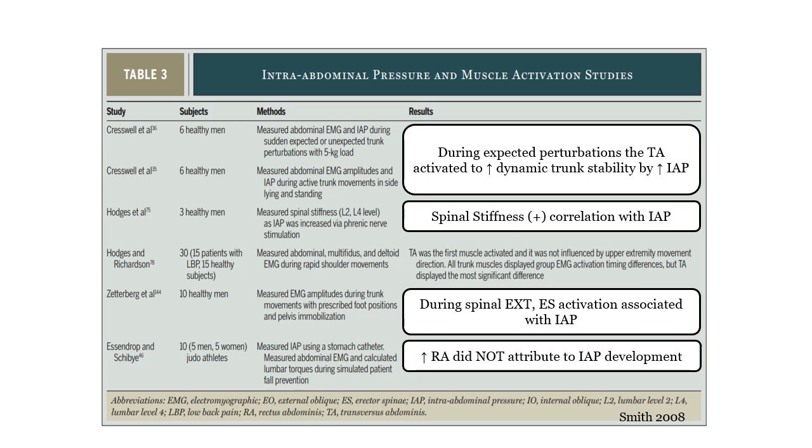Then you have the spinal stiffness, which has a positive correlation with intra-abdominal pressure. During spinal extension, the erector spinae activation is associated with intra-abdominal pressure regulation and increase. Increase in rectus abdominis, however, did not contribute to the intra-abdominal pressure development. Thus, it would suggest that the training of the rectus abdominis would not be a sufficient means by which we can teach individuals to regulate and sufficiently stabilize their spine via intra-abdominal pressure regulation.